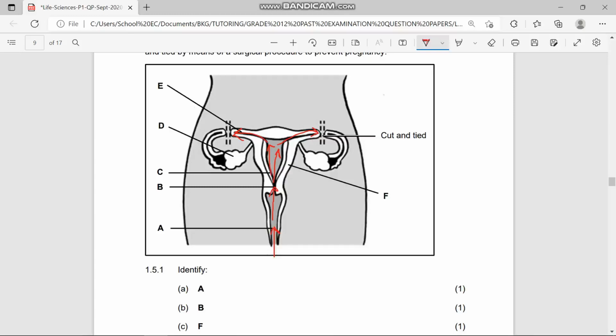I hope you understand. The ovum is here, so these spermatozoa, or sperms, can't pass through here because it's tied and cut off.